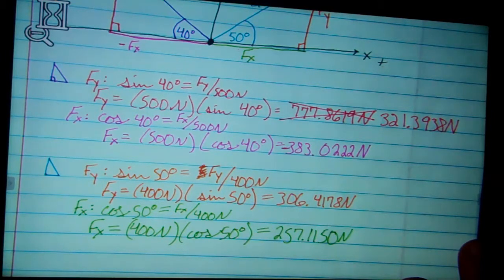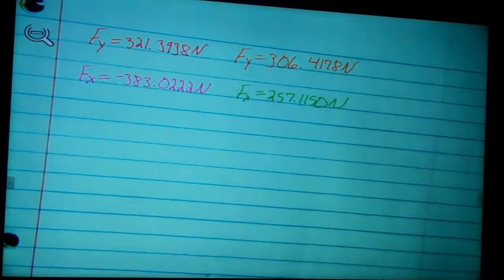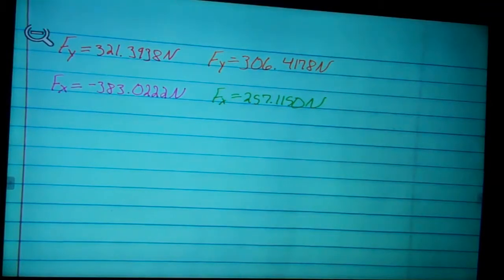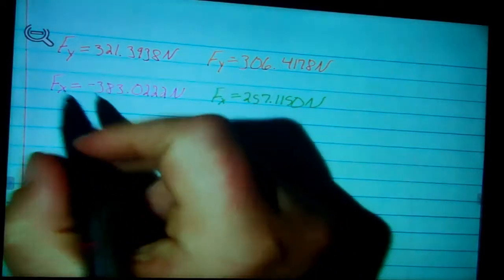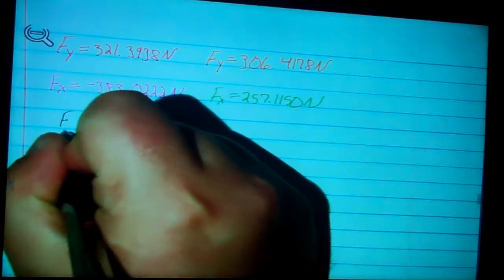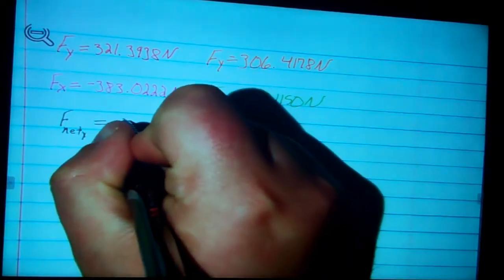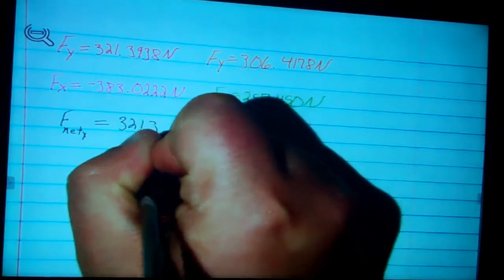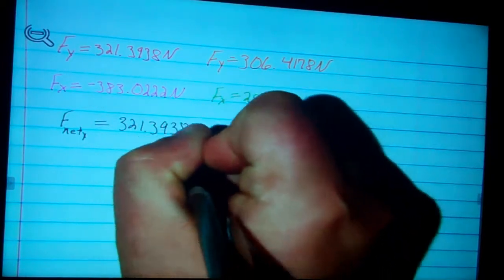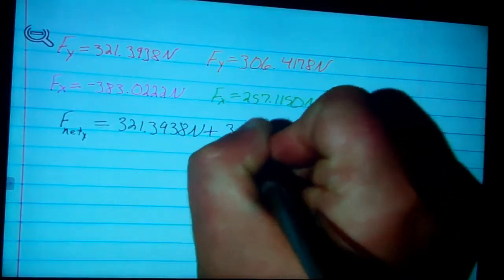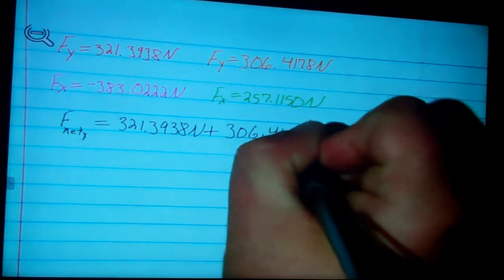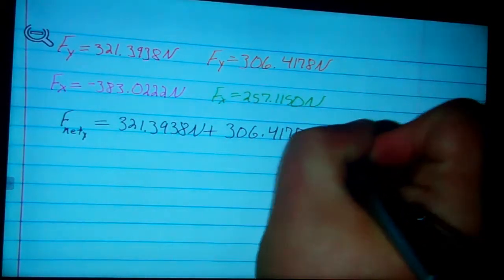Here are the values I get. We solved for those values. Now, to get what we need, we have to add them together. So the net force in the y direction will be equal to 321.3938 newtons plus 306.4178 newtons.